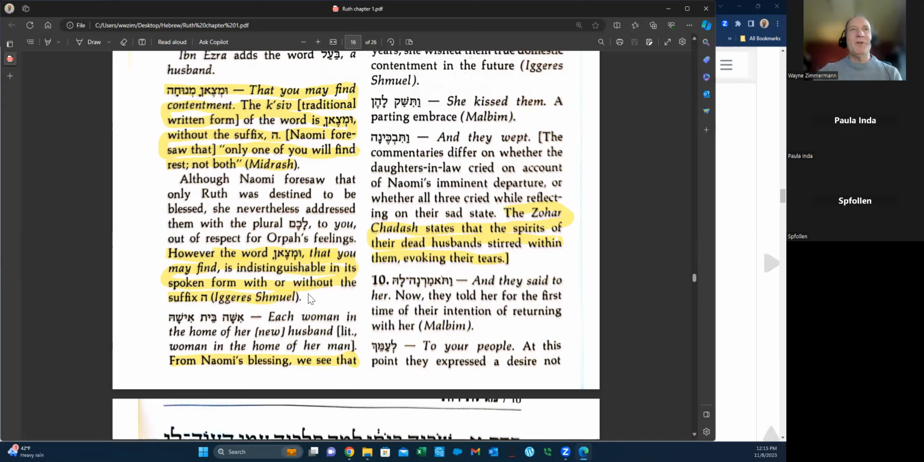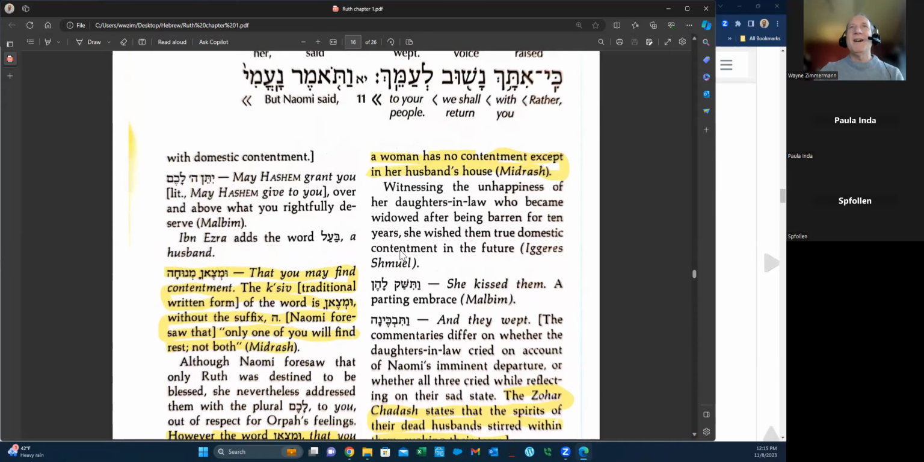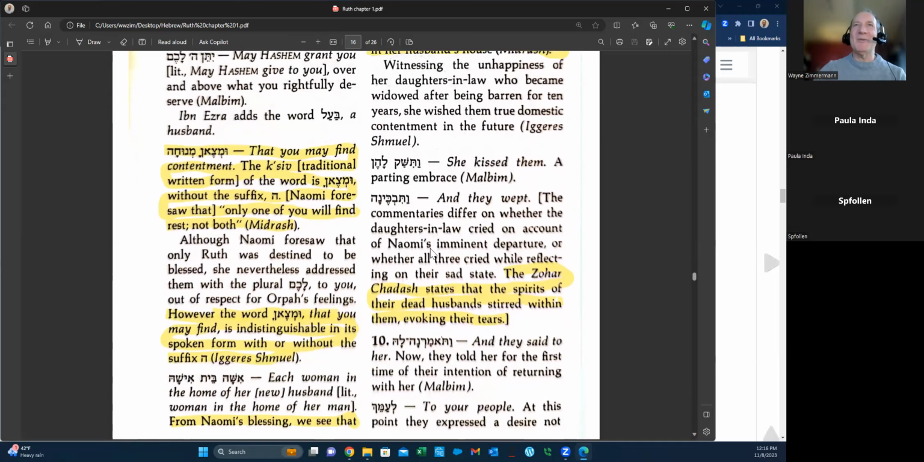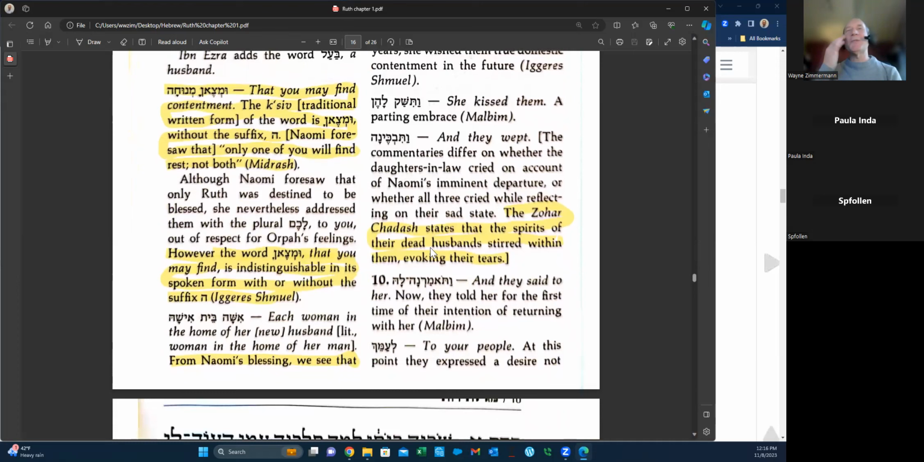And then just for humor here a little bit, remember that this commentary was written in the Middle Ages and talks about Naomi's blessing, saying that a woman has no contentment except in her husband's house. That doesn't preach real well in today's environment, but again, this was the Middle Ages, and so they read into this. Again, this is the Jewish commentators from the Middle Ages. Then it brings up something here about that they wept, commenting on the wept.